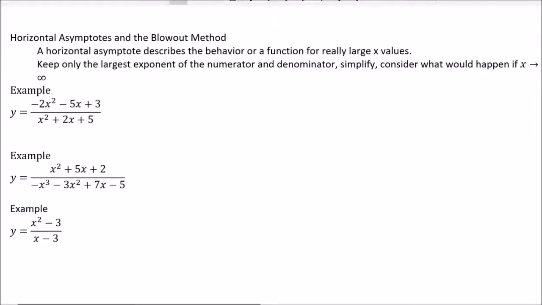Okay, and I do this with something that I call the blowout method. My dear friend Frank, who was my high school teacher, taught me that when I was, I don't know, 17 or so. And it made sense to me then, it makes sense to me now. It's the best explanation I've heard.